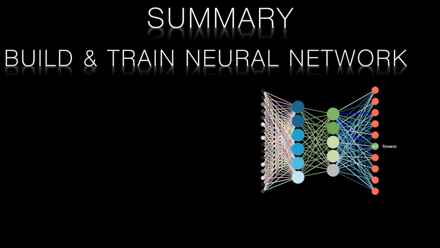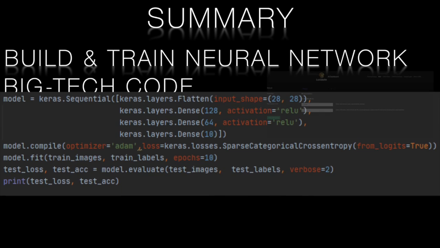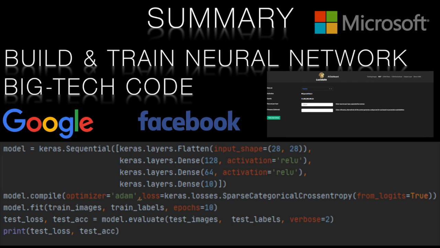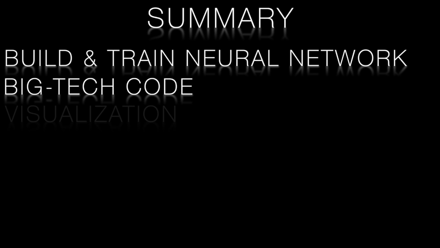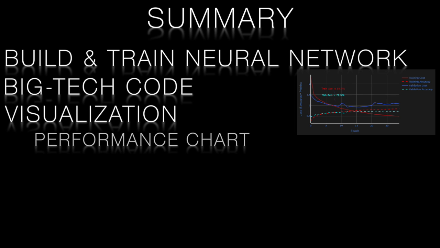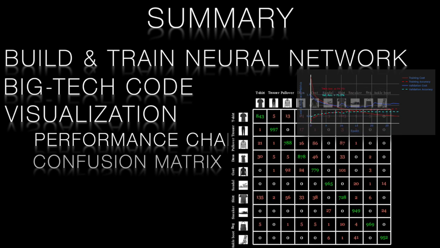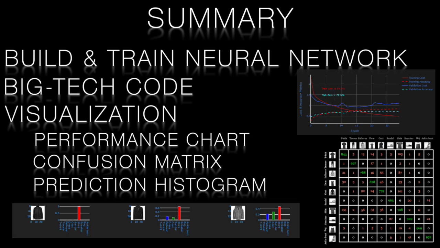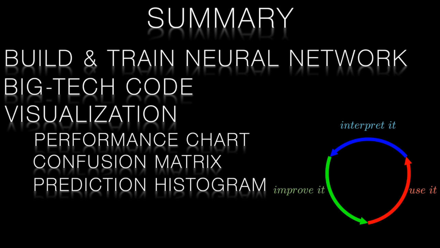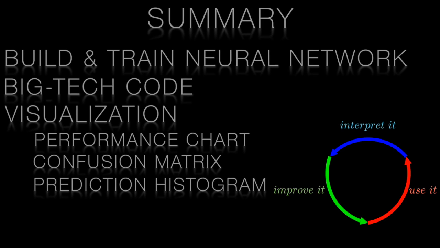In this video, we looked at building and training a neural network to recognize images of clothes. We saw how simple it was to develop AI solutions using the open source libraries of big tech companies. We also looked at 3 examples of visualizations of neural networks: the performance chart, the confusion matrix, and the predictions histogram. Given the adaptive nature of AI, the fact that it can improve as it sees more data, it's important to make use of these tools to help us to continue to refine and improve our machine learning algorithms.